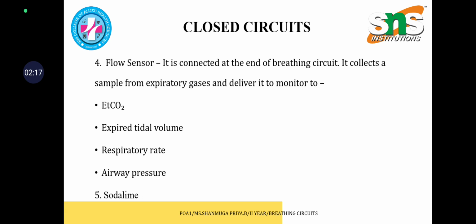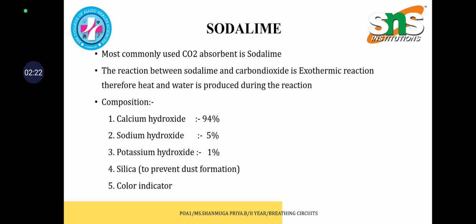and airway pressure. The next is Sodalime or carbon dioxide absorbent. Sodalime is the most commonly used carbon dioxide absorbent. The reaction between Sodalime and carbon dioxide is an exothermic reaction. Therefore, heat and water are produced during this reaction. Composition. Calcium hydroxide is about 94%, sodium hydroxide is 5%, potassium hydroxide 1%, and silica is also used to prevent the dust formation. And some color indicators are also added.